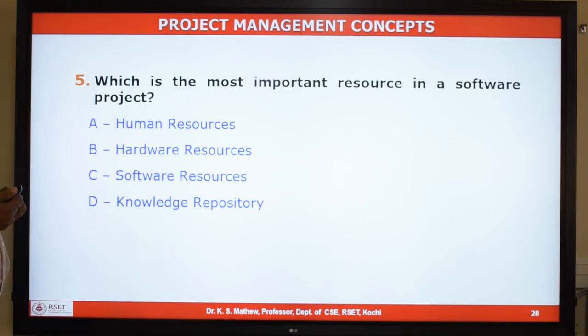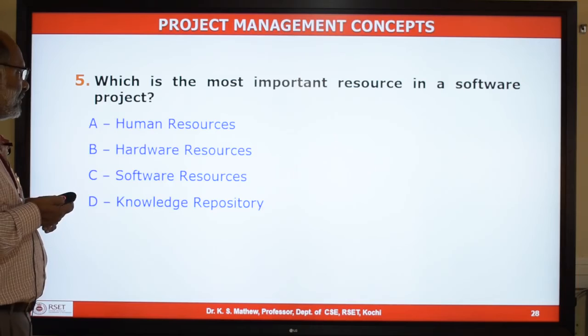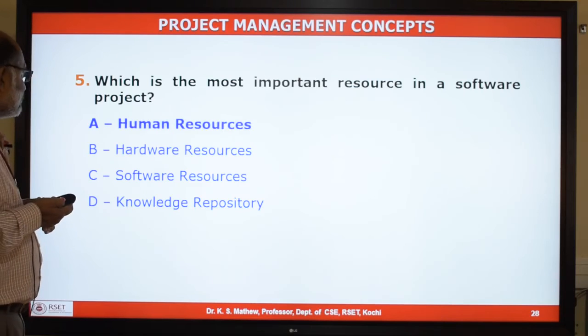Which is the most important resource in a software project? Human resources, hardware resources, software resources, or knowledge repository. As we discussed, the main resource in a software project is human resource, the people. People are doing the work. There is not much material involved in a software project. Maybe some hardware, the computer, and some software tools may be involved, but the cost of that hardware and those software tools is very, very small compared to the human resource cost. So the most important resource in a software project is human resource.